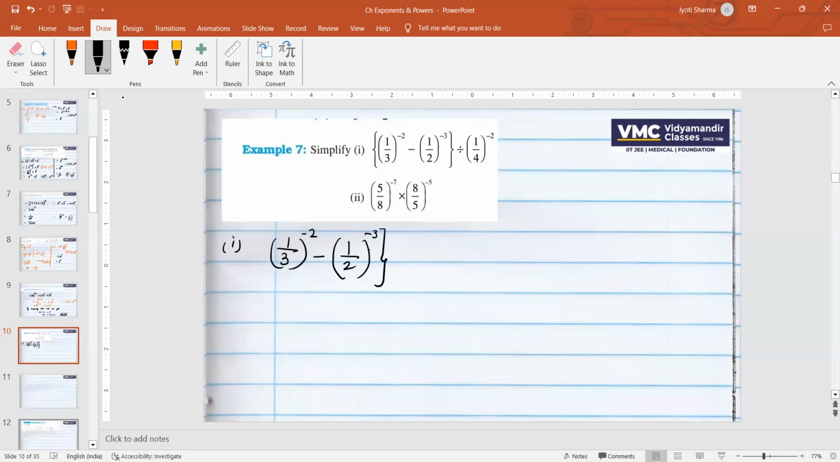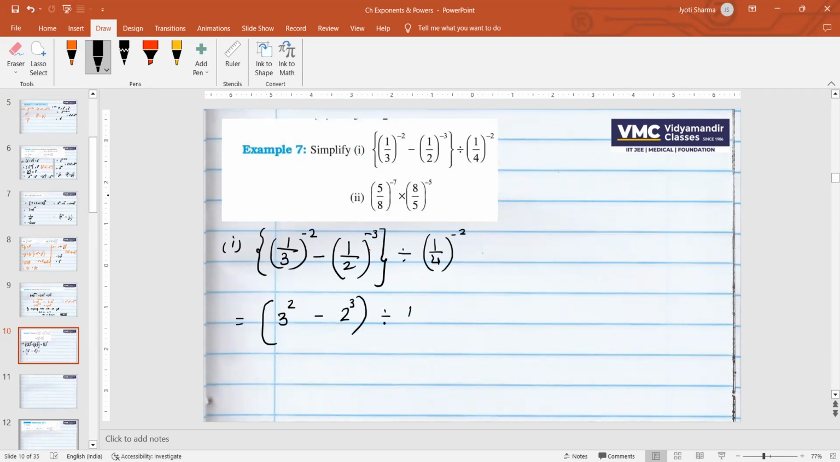There is a middle bracket. So first of all, we need to solve this one bracket. There is no law of exponents for addition and subtraction, so I cannot apply any rule here. But yes, I know that negative powers can be changed into positive if we take the reciprocal of the base.